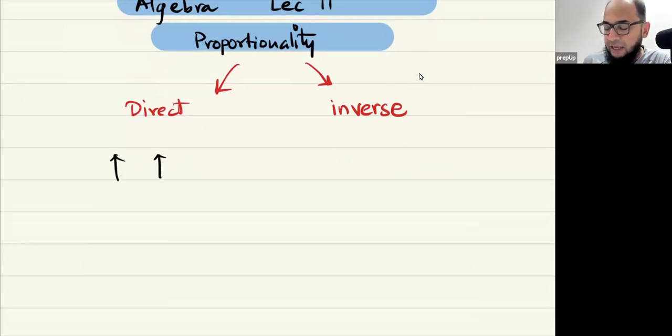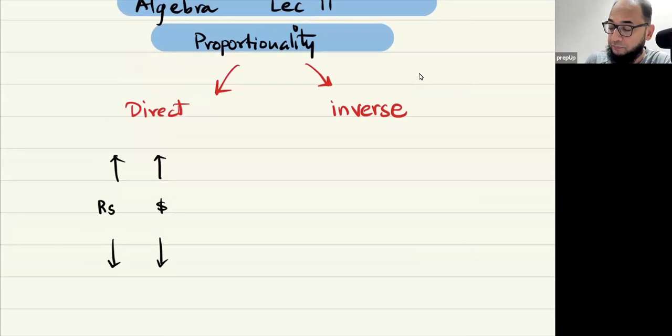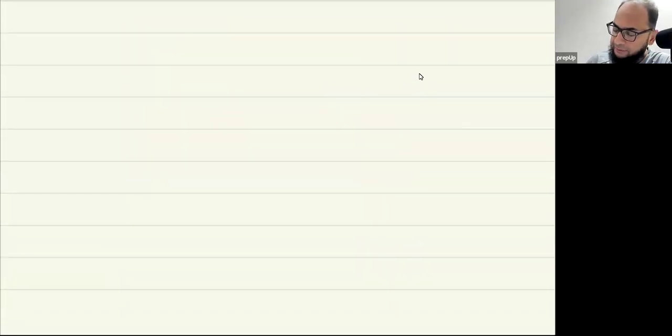For example, if I'm talking about the conversion from Pak rupees to US dollars, so this is rupees, this is dollars. If the number of rupees increases, then naturally we'll be getting more dollars. If we decrease, we'll be getting lesser dollars. So one quantity increases, the other also increases in the same direction. Inverse proportionality is about when one quantity increases, the other quantity decreases. If x increases, y decreases, or if x decreases, y increases. So let's look at the idea.